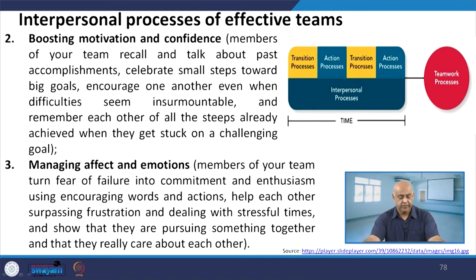Managing affect and emotions: members of your team turn fear of failure into commitment and enthusiasm using enthusiastic words and actions. Help each other surpass frustration and deal with stressful times. And show that they are pursuing goals together and they really care about each other. So, therefore, that cognitive impact on the team members is very much necessary. Whenever you have the cognitive effect on your team members, then definitely there will always be encouraging words and actions. And whenever there are encouraging words and actions, definitely there will be affection and emotional binding.